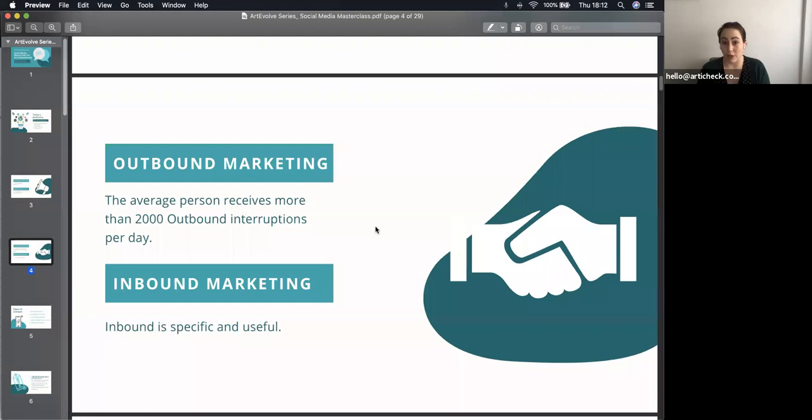We want to be giving them value. So inbound marketing is really about doing something that is specific and useful for our audience. Okay, so our focus in our social media strategy creation is that we want to be doing something specific and useful, and we want to be providing valuable content. So that is always the mindset that we should take.